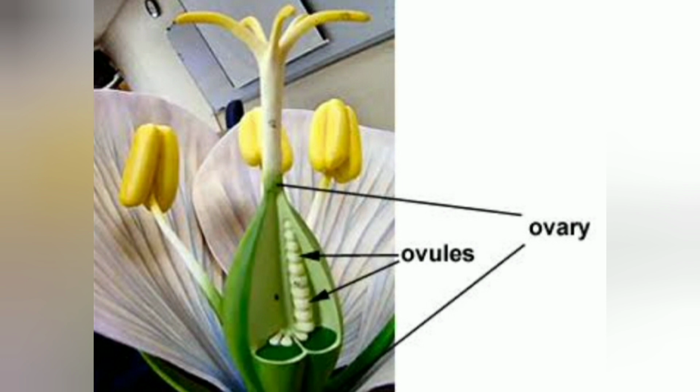In some plants, only a seed will be grown. In other plants, a seed and a fleshy fruit will be grown simultaneously.